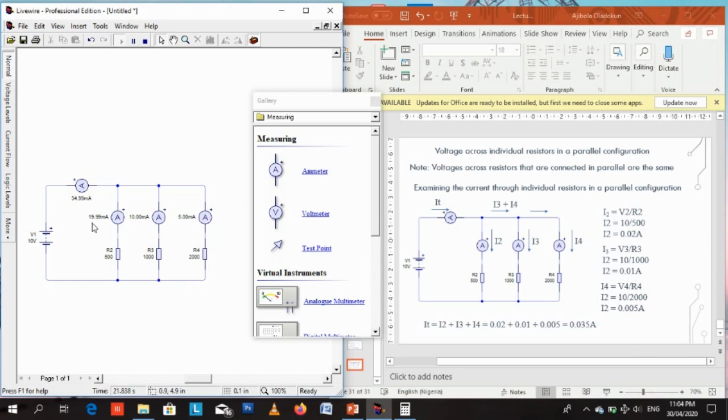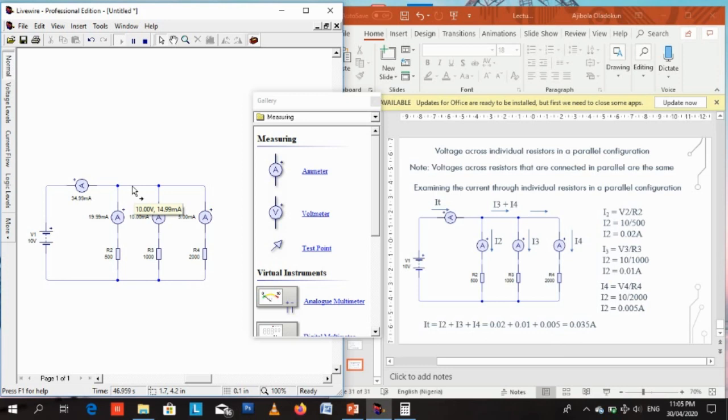I3 is correct, then I2 is 19.99 milliamps, which is the same as 20 milliamps. It's the same as 0.02 amps. And then the total current is 34.99 milliamps, which is the same as 35 milliamps. And 35 milliamps is 0.035 amps. So we've used the virtual laboratory, we've used Livewire, to prove that our calculation is right.